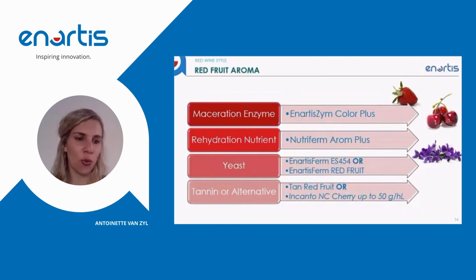For a fruit-forward style red wine, you can look at Color Plus as an enzyme. You can look at NutriFerm Arom Plus as a rehydration nutrient. For yeast, you can decide between 454 and Red Fruit. And as a tannin or an alternative thereof, you can look at Tan Red Fruit or Incanto NC Cherry.